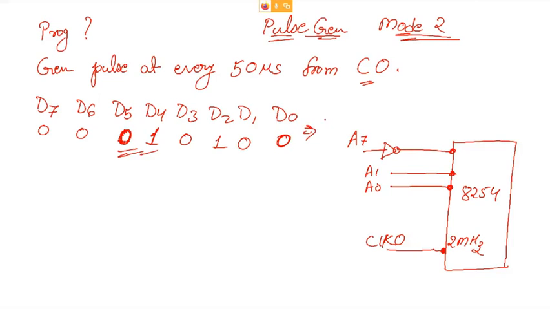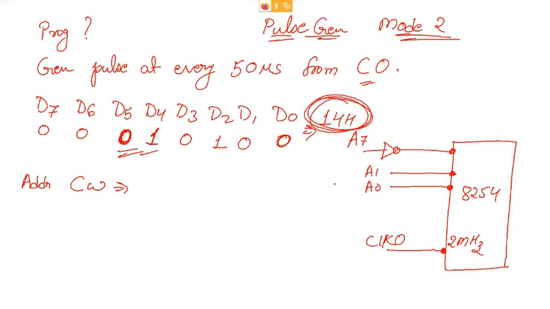So now the control word is 0001, which is 1, and 0100, which is 4H. This is your control word. And the address for the control word. Okay, what is the address for the control word? What should be the address for the control word?